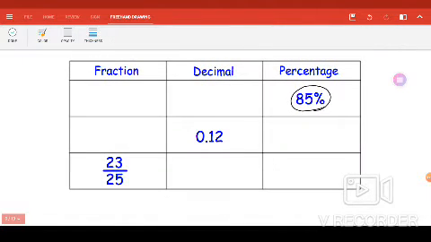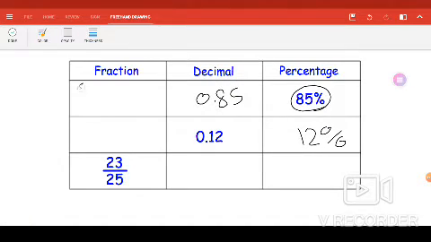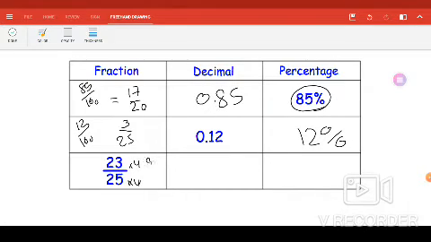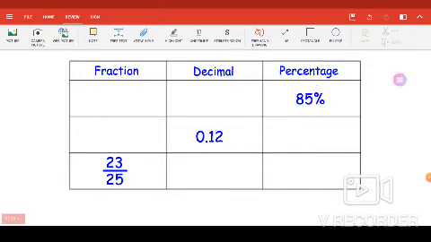Okay, this is 0.85. This is 12%. Now this is 85 over 100. The answer will be 17 over 20. This will be 12 over 100, which is divided by 4. It will be 3 over 25. Here multiply by 4, multiply by 4. This is 92, so this will be 0.92. This is 92%. I think this is the end of the second sheet.